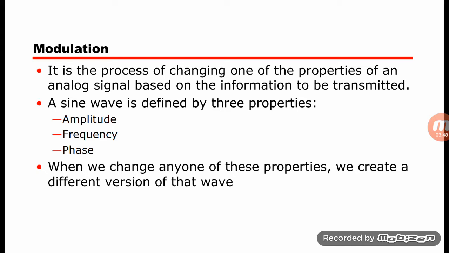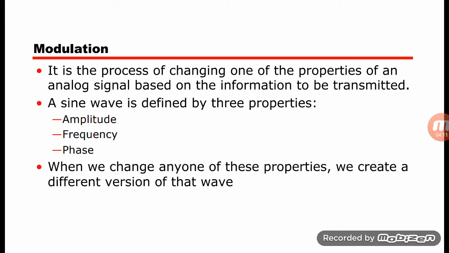So you can put your boxes either at the back of the truck or on the rooftop of the truck, for example, or inside the truck. There are different ways of putting your information, your boxes. Similarly here, it is the process of changing one of the properties of an analog signal. You can put the information in one of the parameters of the signal. What does that mean?